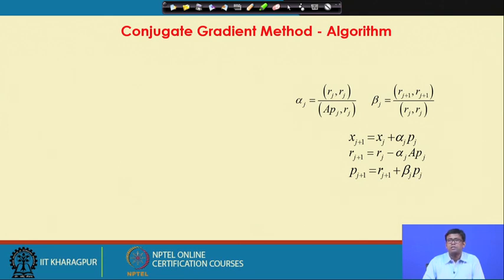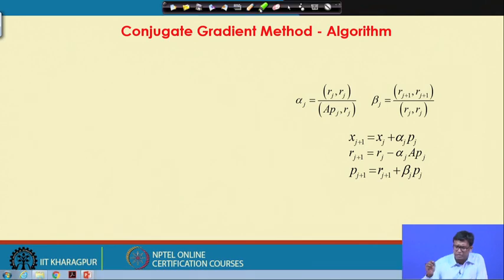And x can be updated as x_{j+1} is x_j plus alpha_j p_j, the residual will be updated as r_{j+1} is r_j minus alpha_j A p_j, and p_{j+1} is equal to r_{j+1} plus beta_j p_j. So, if we translate this into an algorithm, all are basically vector operations, vector products, etc., except we have to find out this A p matrix vector product, which is used at a couple of stages here.